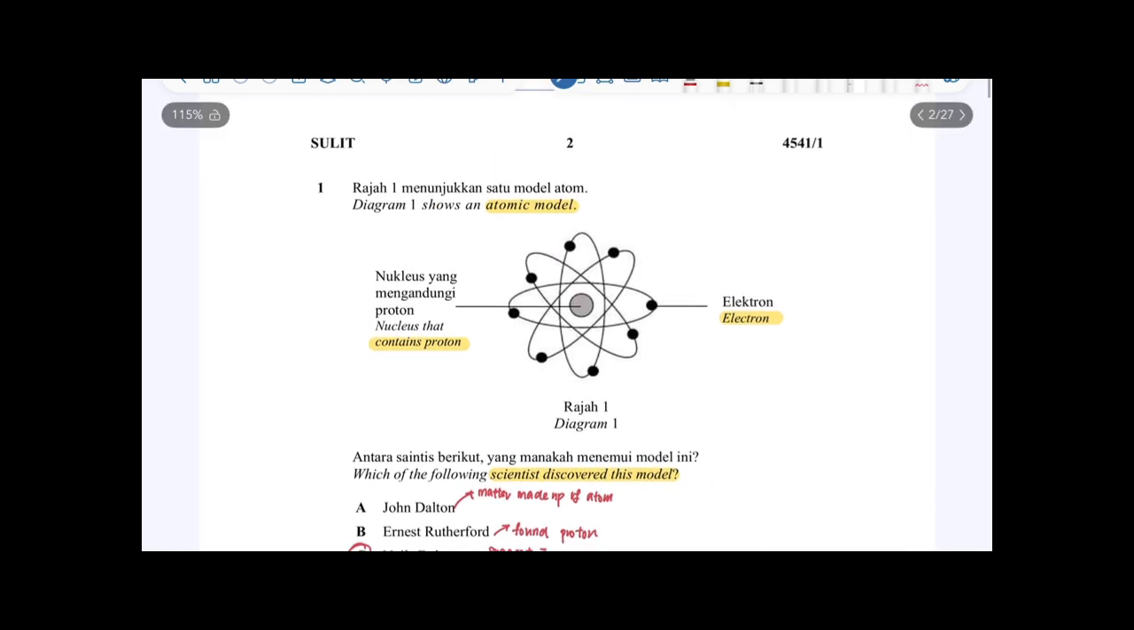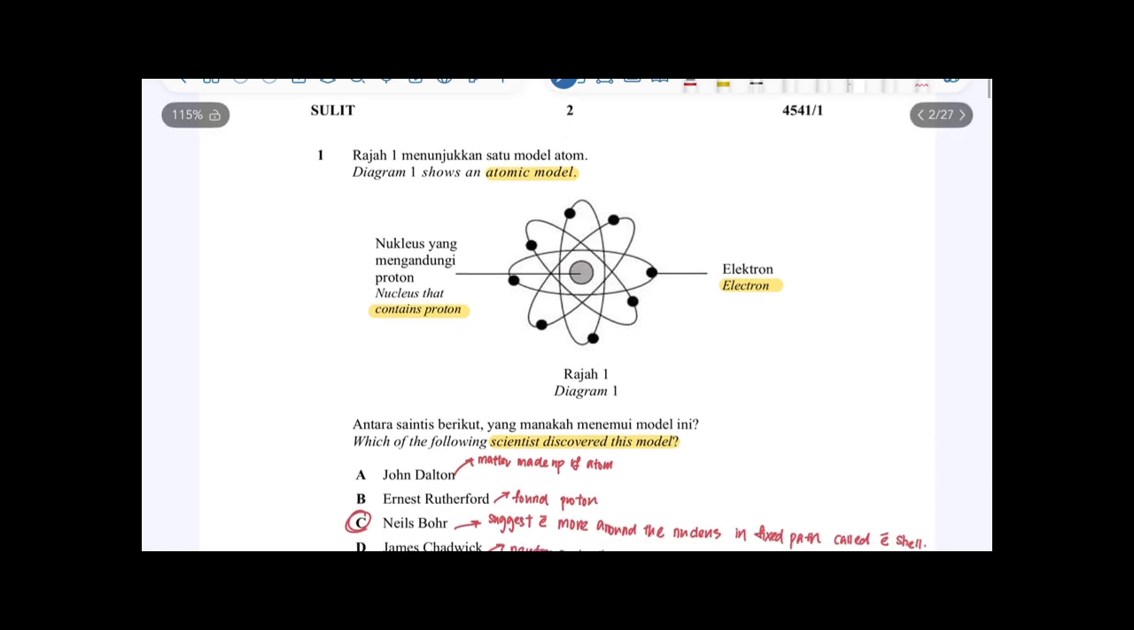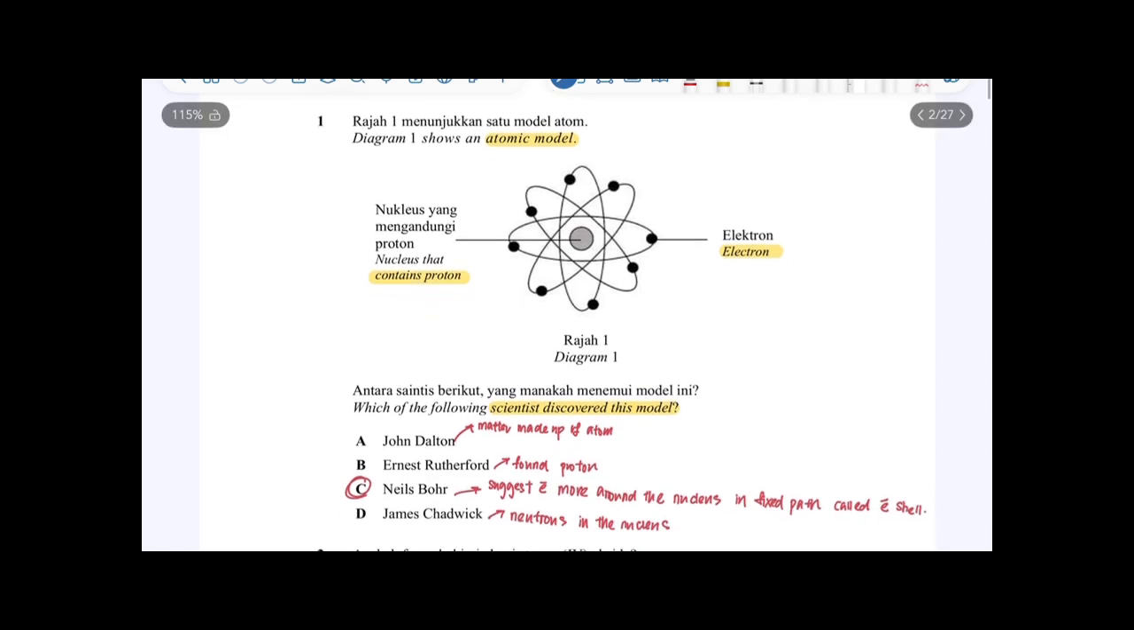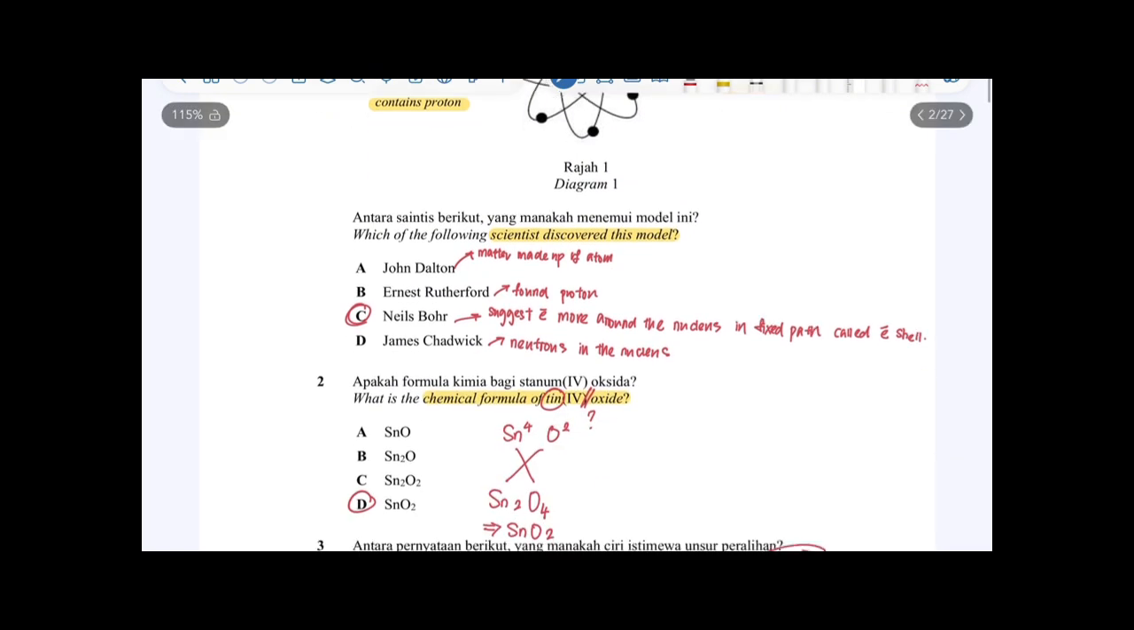So this is actually from the Form 4 Chapter 2 syllabus. This is considered quite easy for this question. So you guys need to memorize the important achievements or discoveries found by the scientists.